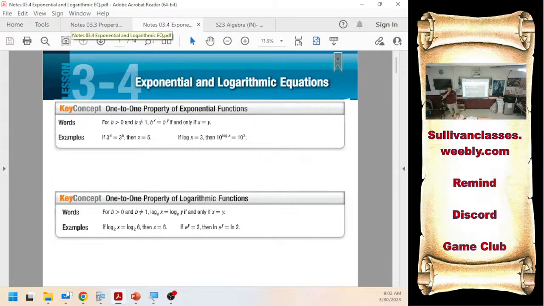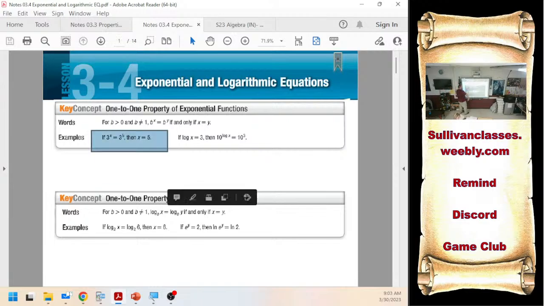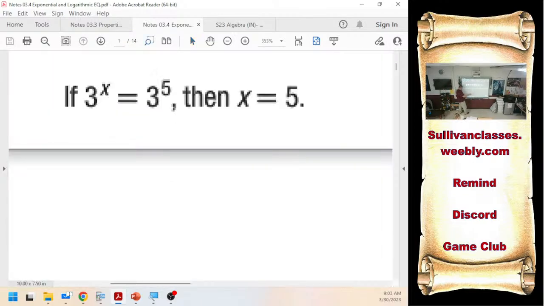Okay, one-to-one property of logs and exponents. We've already been using these, and they're kind of the duh of math. You would think it's just logical. If I have 3 to the x equals 3 to the 5, just logic dictates 3 to this thing equals 3 to that thing, those things better be the same.